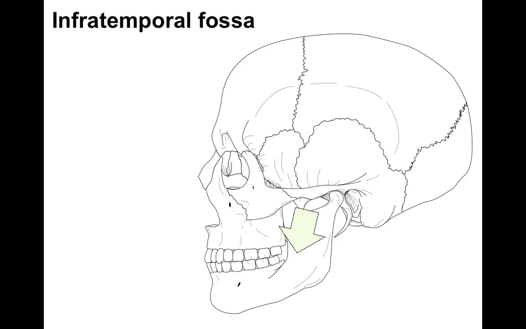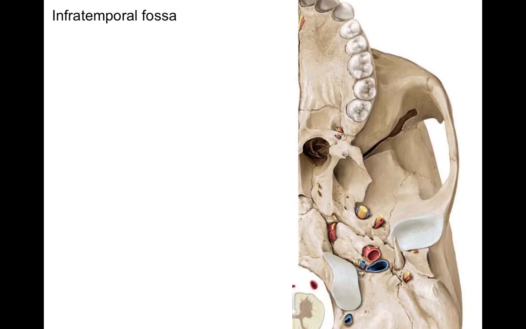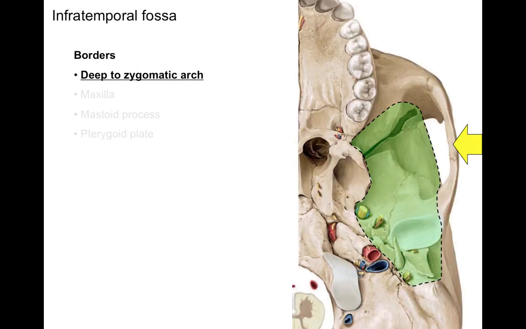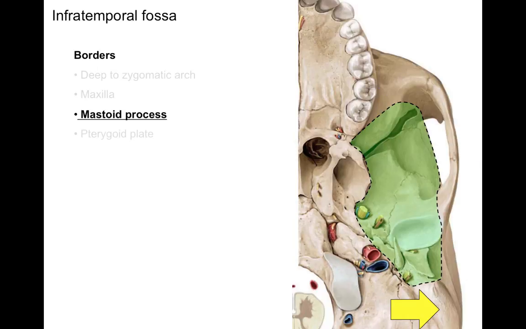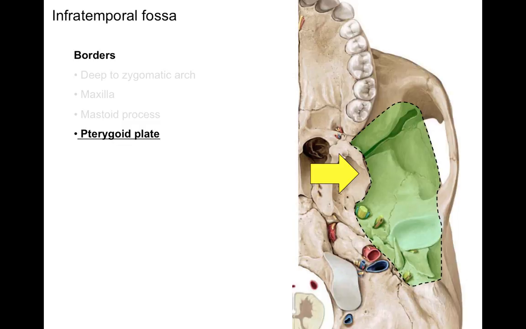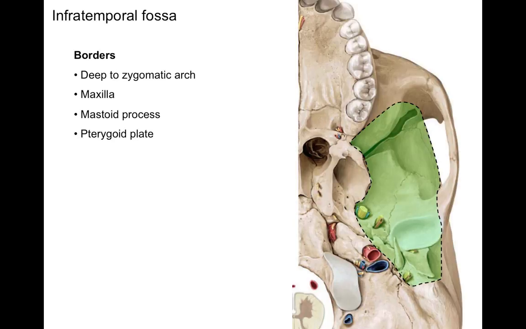We now take a look at an inferior view of the skull, and we're now in this infratemporal fossa, and that dotted green area is showing the borders. And what are the borders of the infratemporal fossa? Well, first, this is the area that's deep to the zygomatic arch, posterior to the maxilla, anterior to the mastoid process of the temporal bone, and lateral to the pterygoid plate of the sphenoid bone. There we have the borders of the infratemporal fossa.